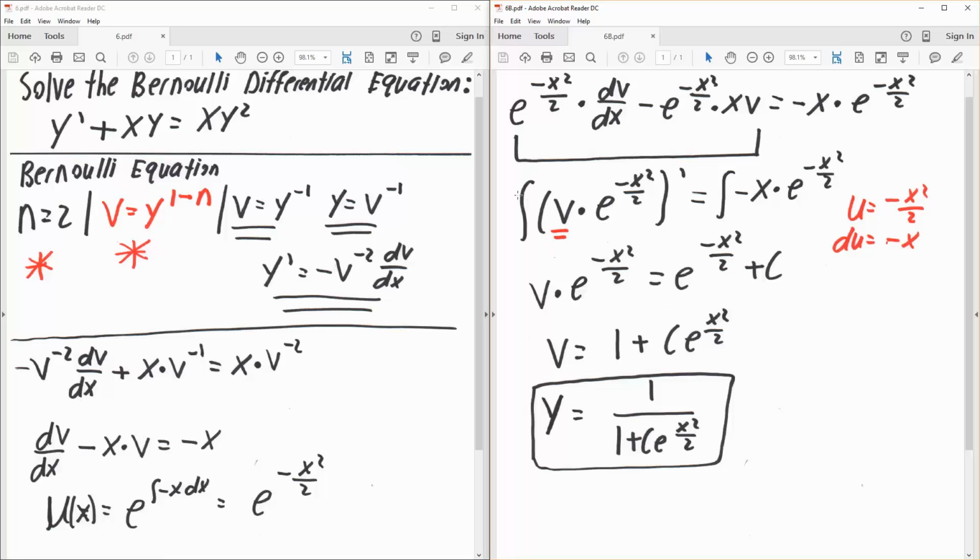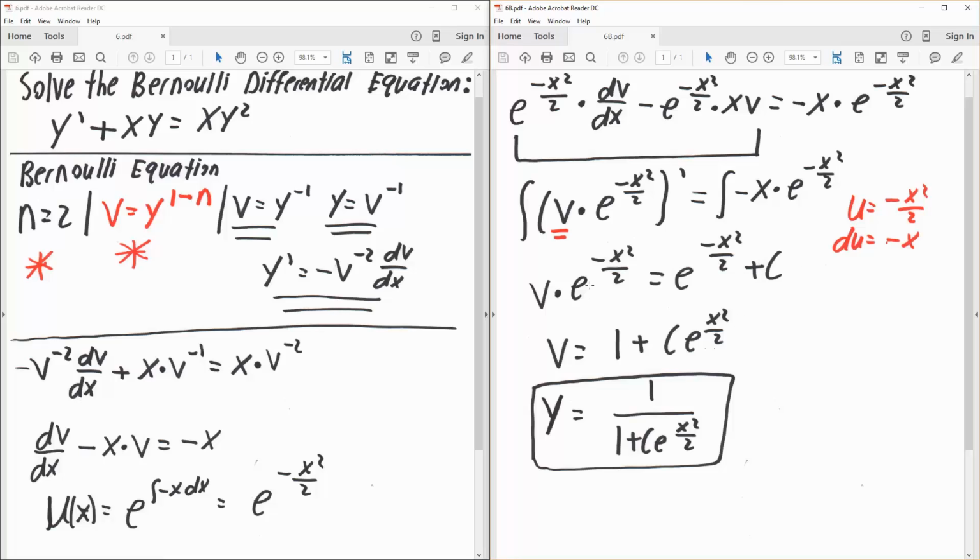And so we take the integral of this and this. Since this is the integral of something prime, it will simply be v times e raised to negative x squared divided by 2. The integral of this is a little bit trickier. We can do u substitution. If we say that u is equal to negative x squared divided by 2, then our du would be negative x, and this would cancel this term out. And so we would get e raised to negative x squared divided by 2, plus c.